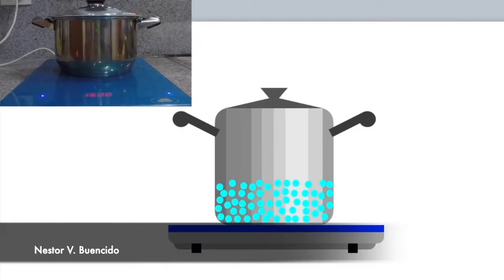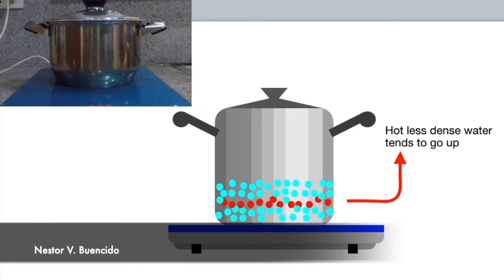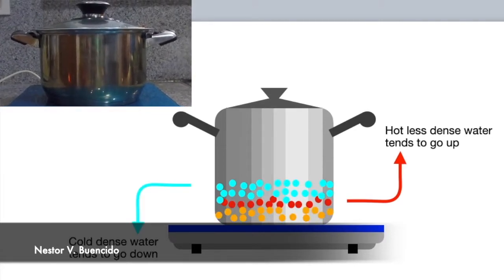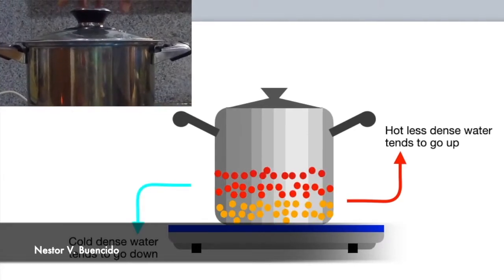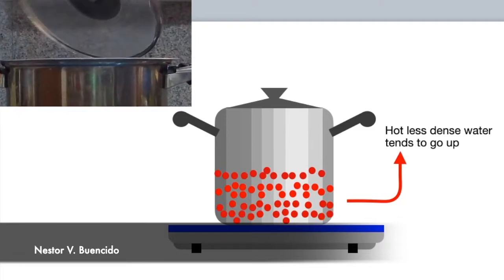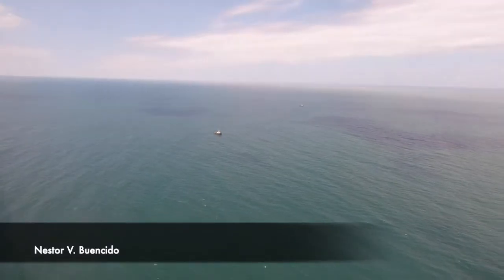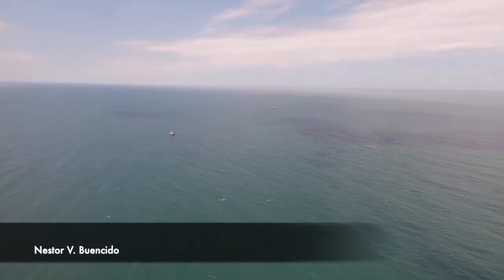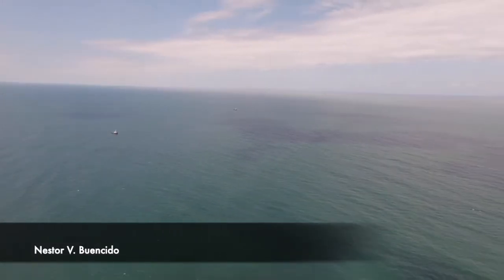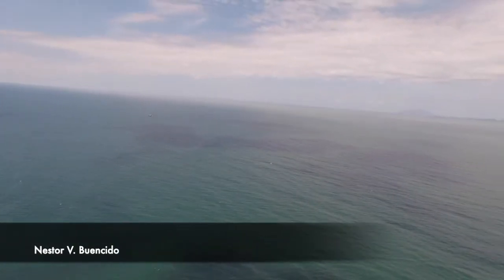The hot, less dense water tends to go up, while the cold, dense water tends to go down. The cycle continues until the whole water content in a pot is evenly hot. Convection also occurs in the oceans, and this is one of the reasons why there are ocean currents around the world.